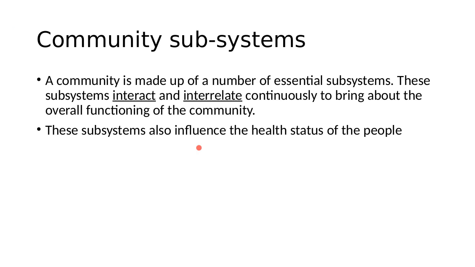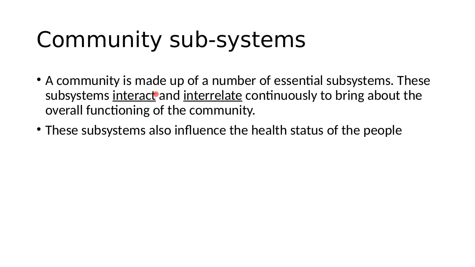They have to live. They can live in one area. They interact with each other. They depend on each other. So a community can be divided into subsystems, and it's made up of a number of these essential subsystems, and these subsystems interact and interrelate continuously to bring about the overall function of the community.